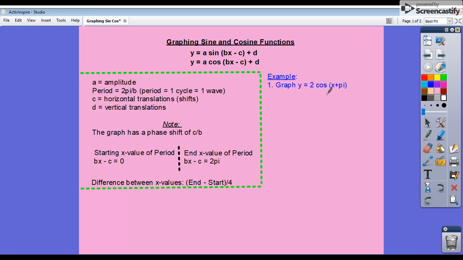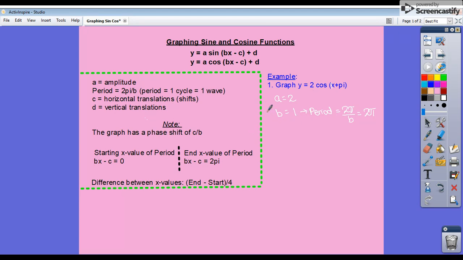You're going to graph y equals 2 cosine of x plus pi. So the first thing I always like to do is just identify what I have. A is always multiplied in front of the trig function, which would be 2. B is the coefficient of x. If you look in front of x, there's nothing there, which means it has a coefficient of 1. So b equals 1, and with that we can find our period, which is 2 pi over b, which is 2 pi over 1, and that just gives us a period of 2 pi. So we do have a horizontal translation here, but not a vertical translation, just something to note.